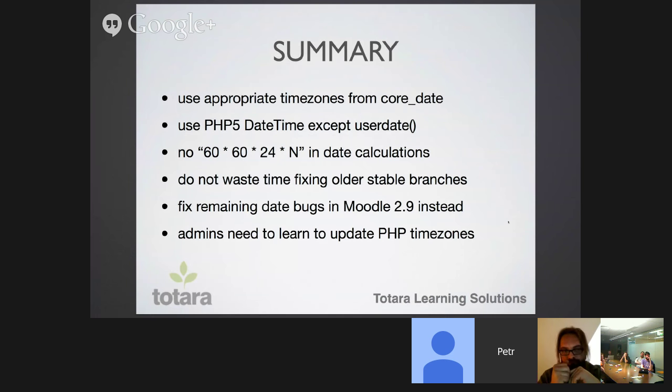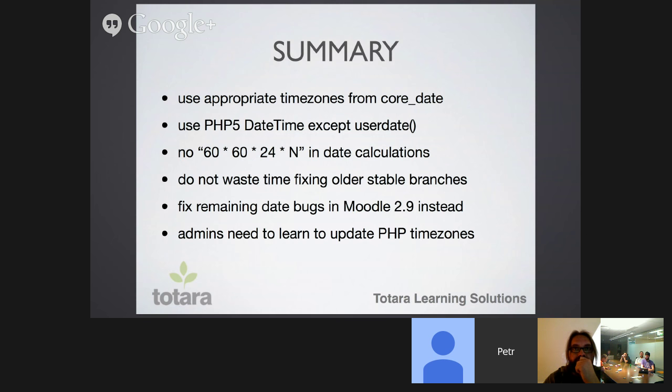And instead, it would be nice if people concentrated on remaining issues in 2.9. So those are mostly those periodic things which I didn't fix yet. And also some calendar issues, there are probably still some bugs. And there's one important thing for the 2.9 release. We need to educate all admins how to update PHP time zones.